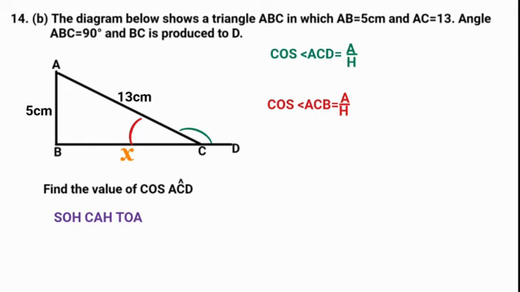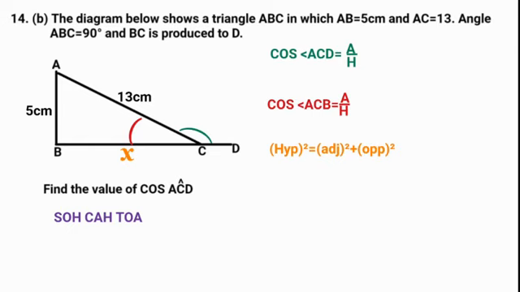Now it's going to work because this is a right triangle, which means that we can use Pythagoras to find the value of x. So we are going to work for x, and we're going to write hypotenuse squared is equal to adjacent squared plus opposite squared.